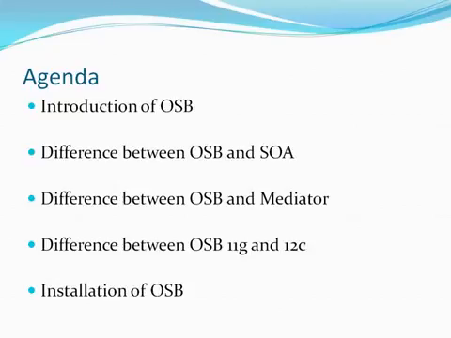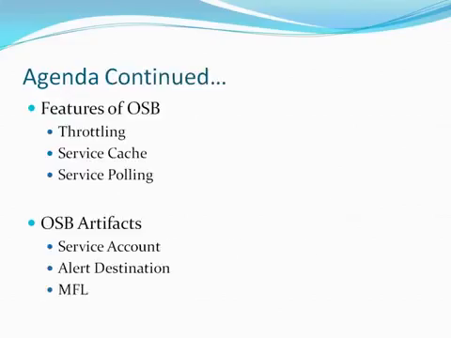Now you asked what is the difference between OSB and mediator. I think you already used mediator in BPEL, right? And SOA. Mainly the mediator is used to mediate your data inside composites. Say suppose in one composite you have two BPELs, some human workflow, and you want to route your data from one BPEL to the other BPEL. Then only you will use mediator. But if you have two different composites and you want to route your data from one composite to the other composite, you cannot use mediator there. In those cases, OSB is used. OSB is used to route your data between different composites, and mediator is used to route your data inside the composite. Got it?